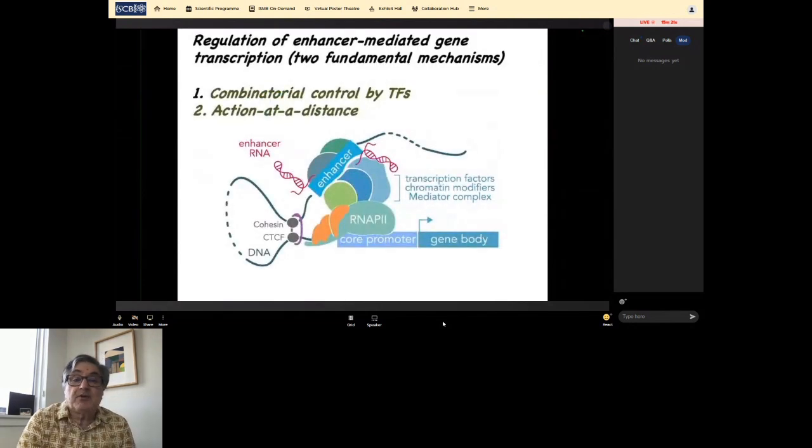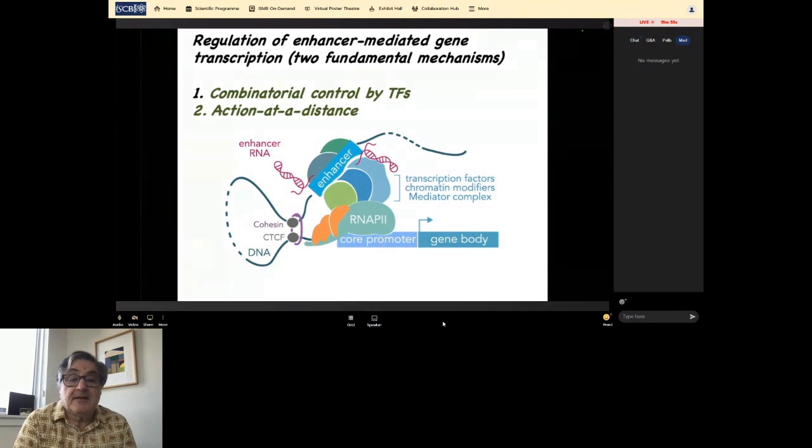And I just want to remind you that there are two fundamental processes or mechanisms that we consider when we're thinking about the control of gene activity in complex metazoan genomes. One is that these regulatory sequences that control gene activity by their very nature involve combinatorial control. So you have complex combinations of binding sites for these transcription factors that are deciphered to control gene activity.